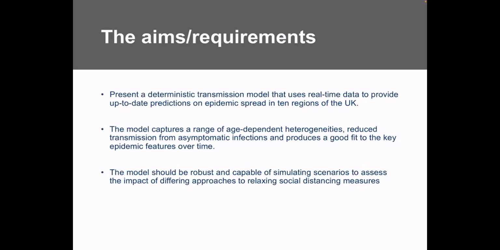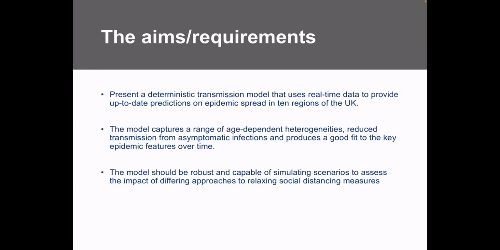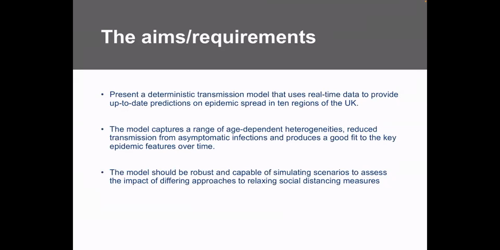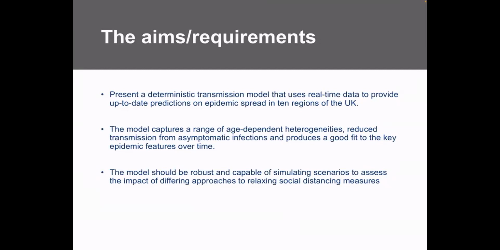Also, the model should capture various parameters of the epidemic, and specifically the age-dependent heterogeneities, reduced transmission, and the asymptomatic infections. Now, one question you might directly ask me right now is why age-dependent? That is the data feed. From the data, we saw that the earlier infections and earlier deaths were very much age-related. So there was a vulnerable class. So it was very important for us to take into consideration the age factor.